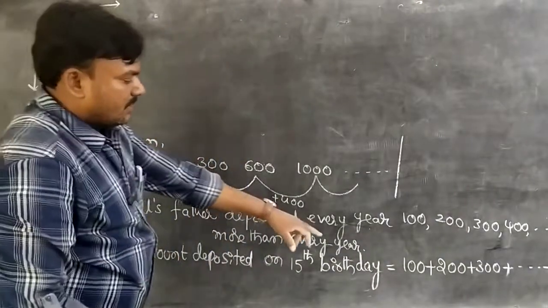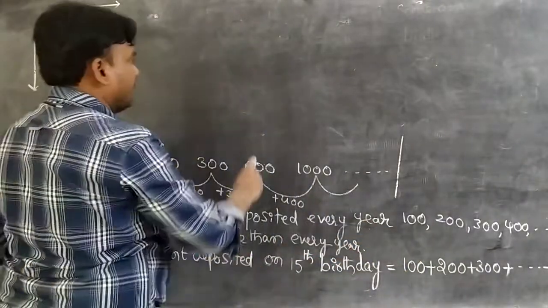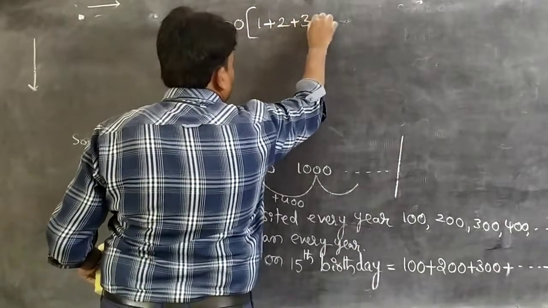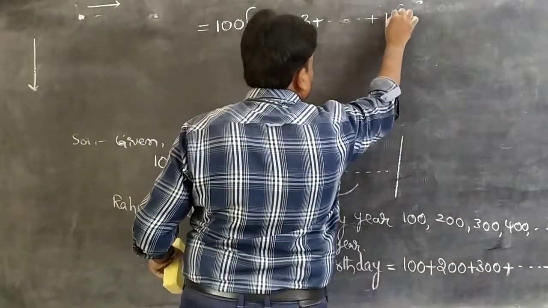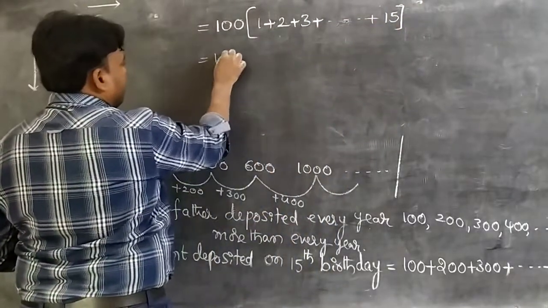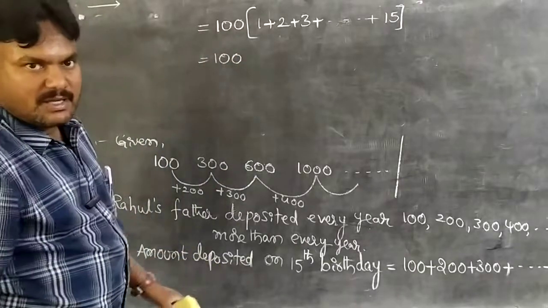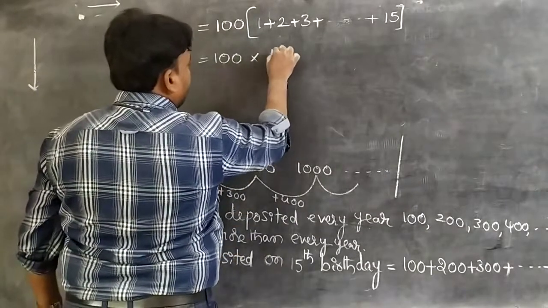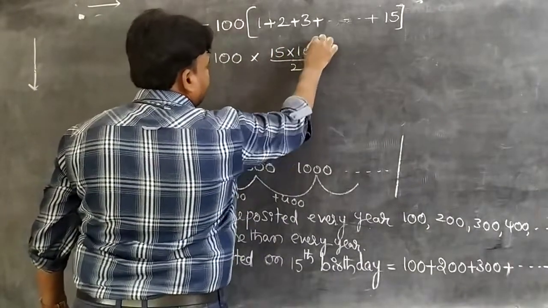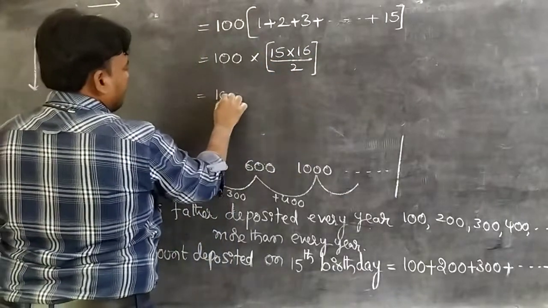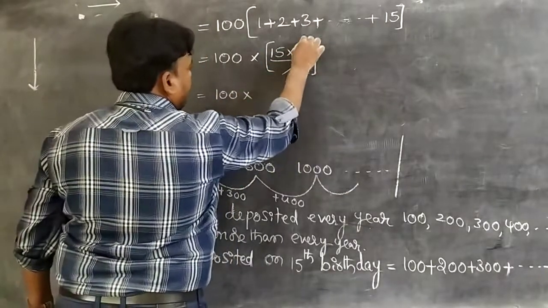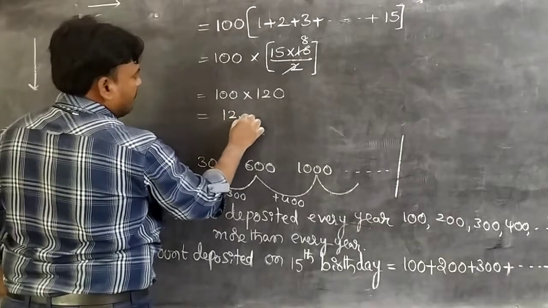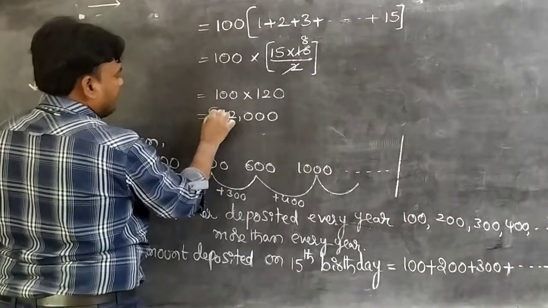Right. In all the numbers, 100 is a common factor. So that implies 100 of 1 plus 2 plus 3 and so on plus 15. Then use the sum of first n natural numbers formula. How many numbers are there? 15 numbers. So it becomes 15 into 16 by 2. Then that implies 100 into 2 eights are 16, 15 eights are 120. So 100 into 120 is nothing but 12,000 rupees. This is the final answer, students.